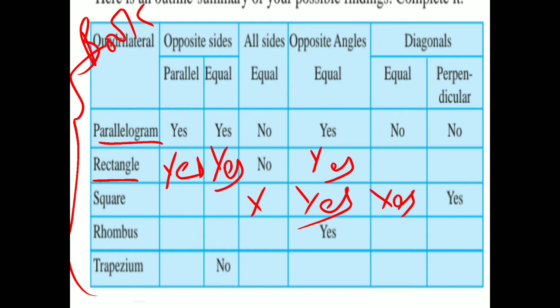Now come rhombus. In rhombus all the sides are equal. Clear? Then comes trapezium. A trapezium is a quadrilateral in which only one pair of opposite sides is parallel. Clear? Now on the basis of this, we do question number 2.